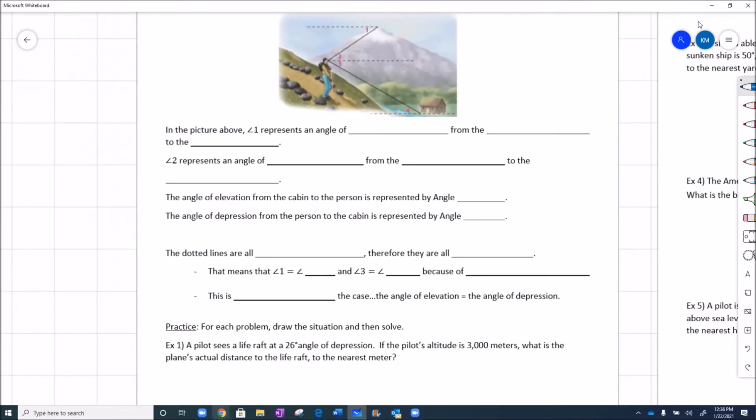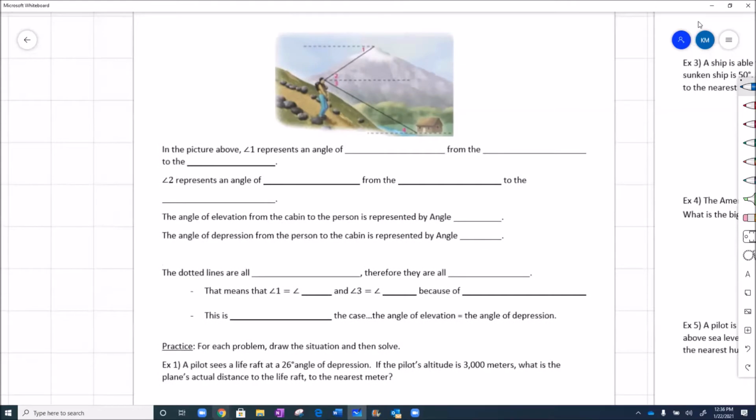As we look, I'd like for you guys to see the difference between angle of depression and angle of elevation. In the picture above, angle 1 represents an angle of depression from the mountain to the hiker. Angle 2 represents the angle of elevation from the hiker to the mountaintop. The angle of elevation from the cabin to the person is represented by angle. Actually, let's talk about this a little bit.